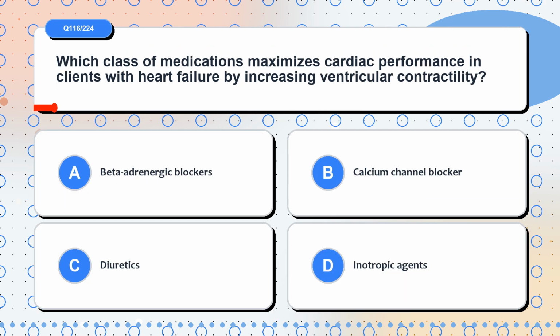Question 116. Which class of medications maximizes cardiac performance in clients with heart failure by increasing ventricular contractility? Here are the options. Option A. Beta-adrenergic blockers. Option B. Calcium channel blocker. Option C. Diuretics. Option D. Inotropic agents.